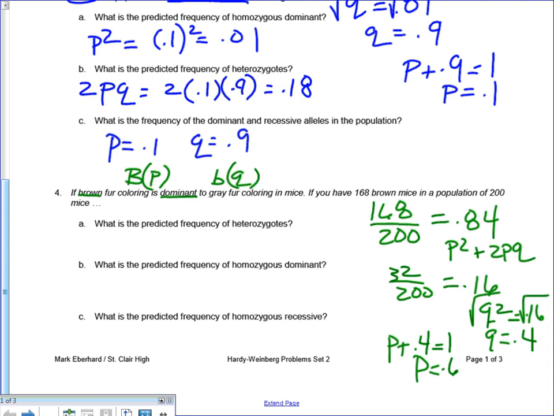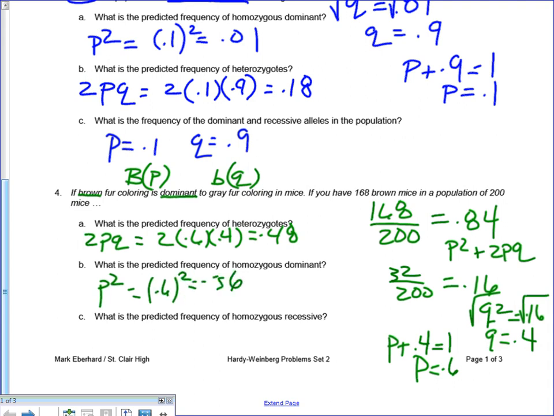So what's the frequency of heterozygotes? That's 2PQ. So again, I'm going to plug in 0.6 times 0.4. That's going to be 0.48 or 48%. Of predicted frequency of homozygous dominance, that's P squared. Again, plug in 0.6 squared, 0.36, 36%. And homozygous recessive is Q squared. We already know the answer to that because we already calculated, which we know is 0.16 or 16%. 48 plus 36 plus 16 will equal 1, or 100%.